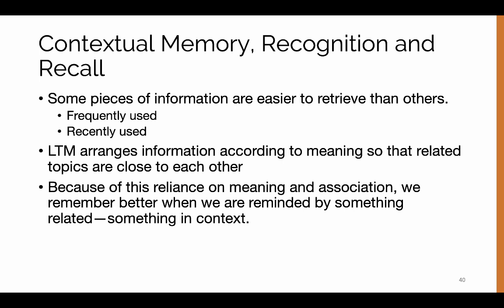The reason is because we tend to store knowledge in long-term memory in kind of networks, so that related information tends to be stored right next to other information that's related. So long-term memory arranges information according to meaning, so that related topics are close to each other in memory. And because of this reliance on meaning and association, we remember better when we're reminded by something related, something in context. I'll give you an example of this.